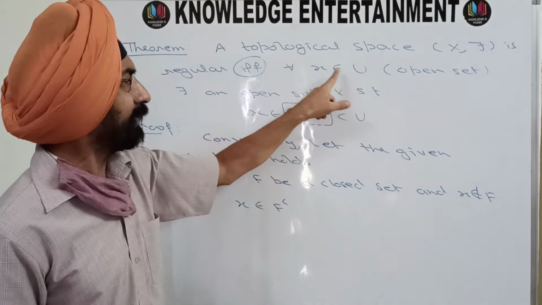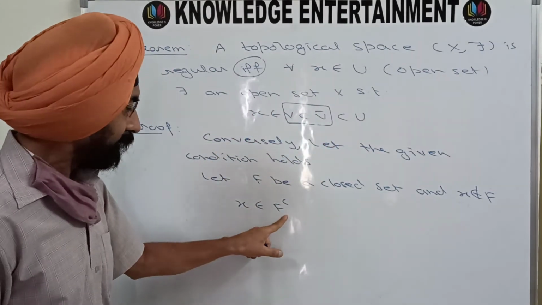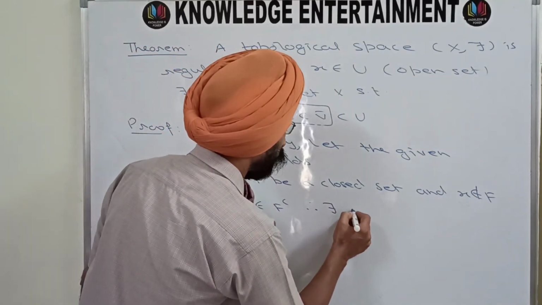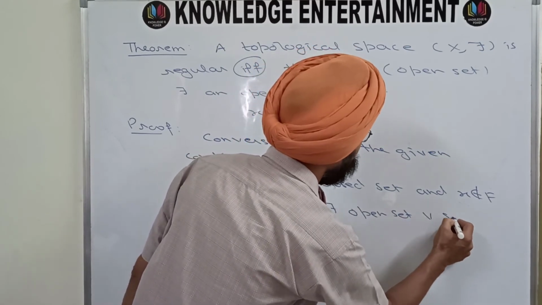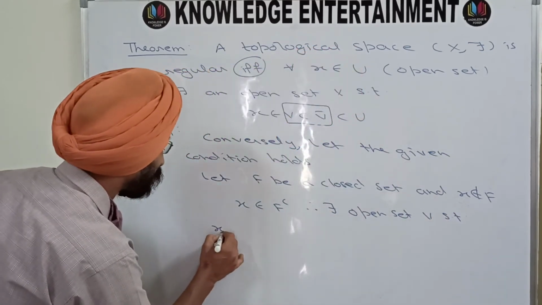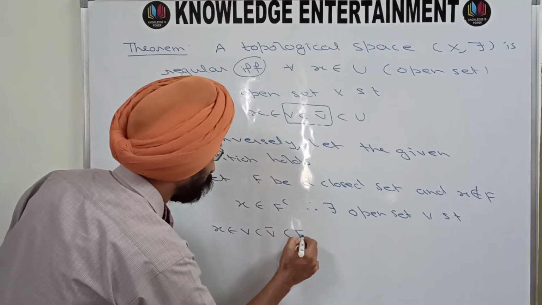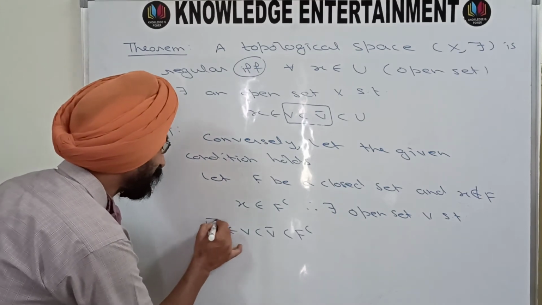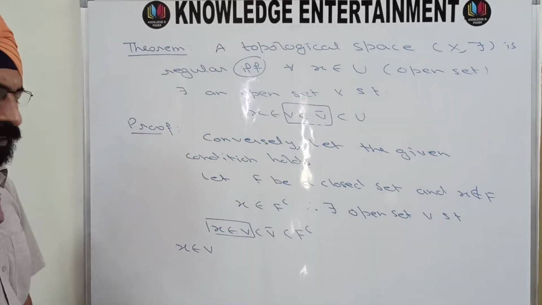If an open set contains X, then there exists an open set V satisfying this condition. Here again, this open set contains X, so there exists an open set V such that X belongs to V, V is a subset of V bar, and V bar is a subset of F complement. This is X belonging to V, it's okay. I have written it here.